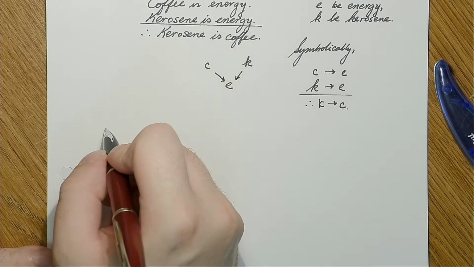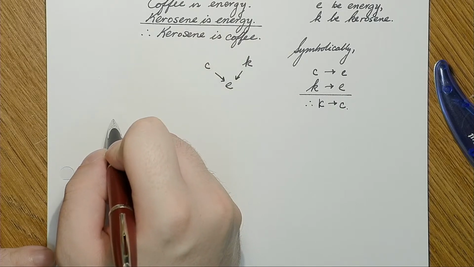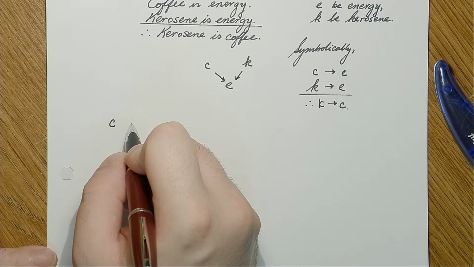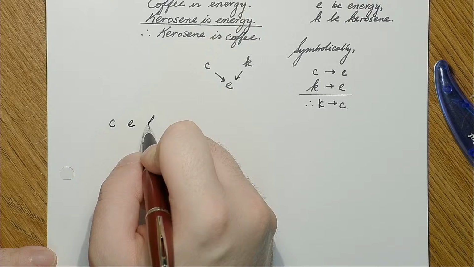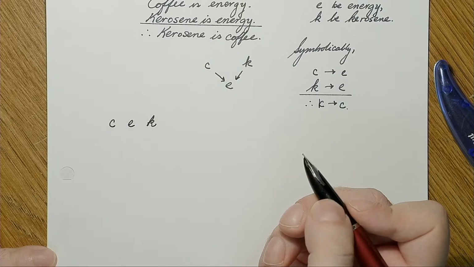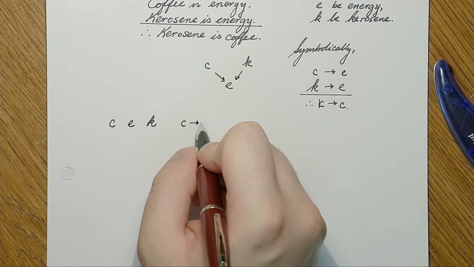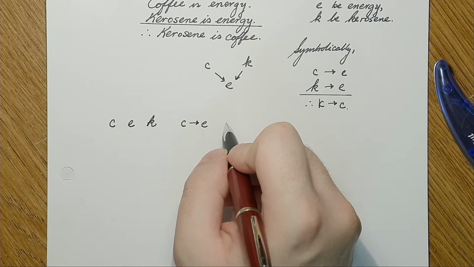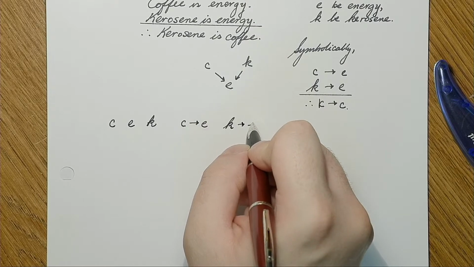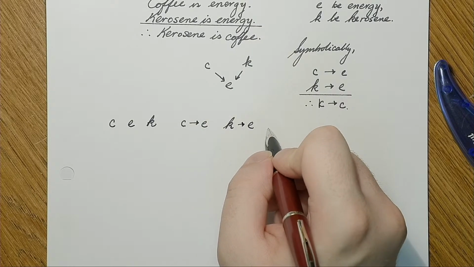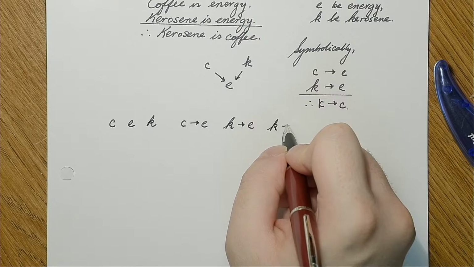So to test this, we'll write out C, E and K. Those are our three prime propositions. We'll do C implies E, that's our first premise. We'll do K implies E as our second premise. And then therefore K implies C.